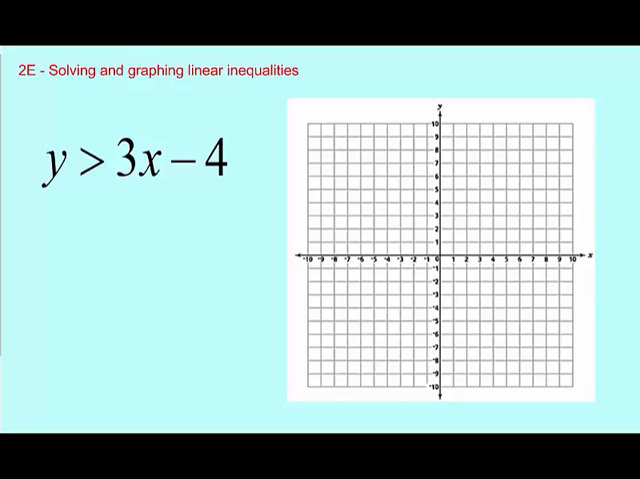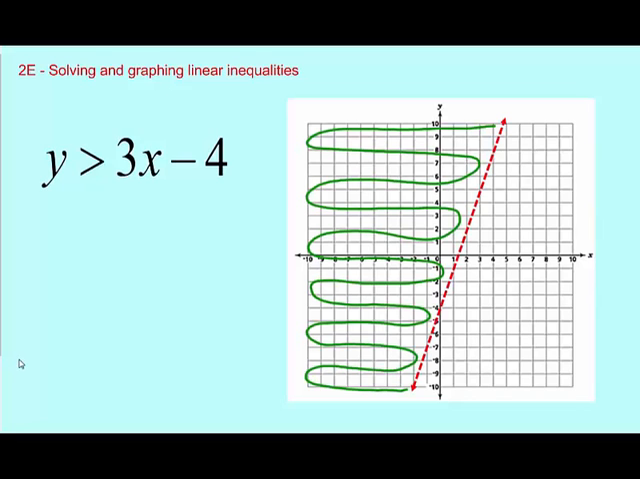Here's another example. Go ahead and graph and shade. So here we have a y-intercept of -4. Our slope is positive 3. It's a dashed line because we don't have the equal to piece. And we're going to shade above because we're talking about the areas that are greater than. So again, anything in this shaded region, not including the line because it's dashed, would be an example of a possible solution to this inequality.